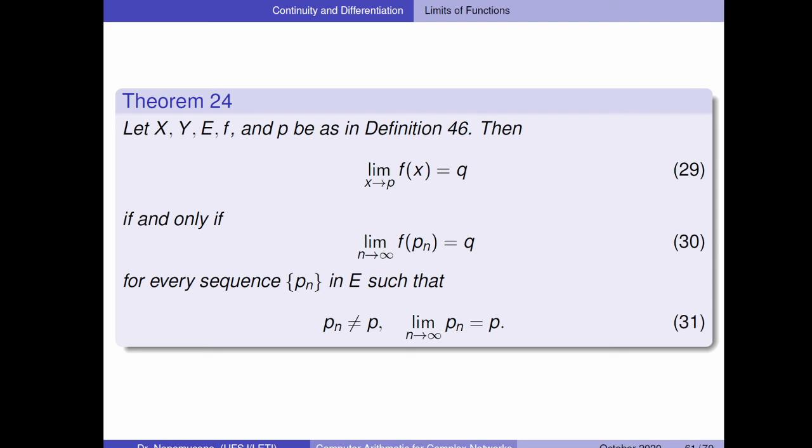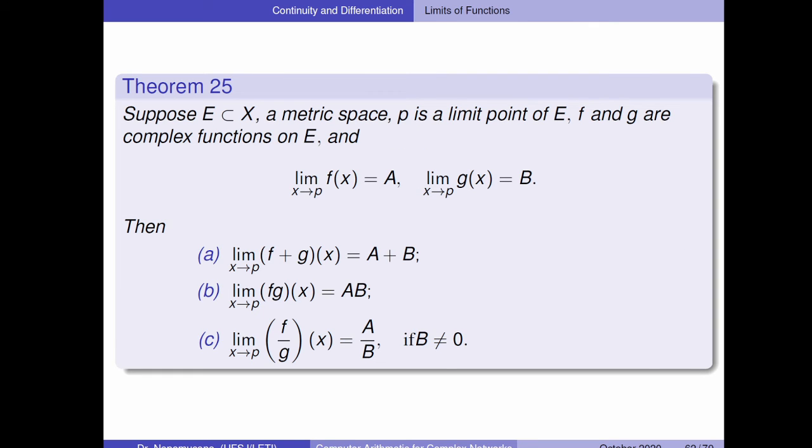Theorem 24 just says that if you have definition 46, then when x approaches p, it's the same as the limit of f(p_n). So it's a sort of mixture between the limit definition and the sequence. Suppose A contains x, in a metric space, and p is a limit point, so you can get this combination of the sum of the functions and the sum of the results as well.